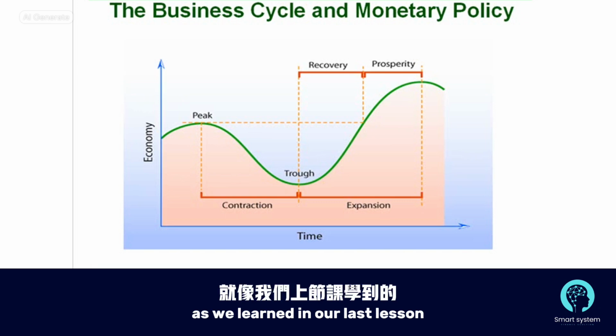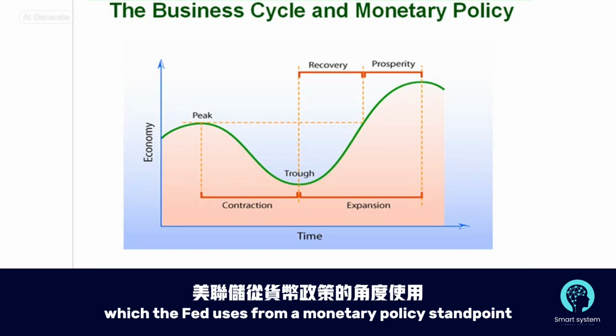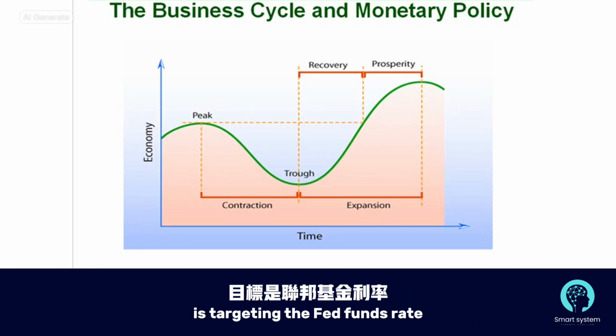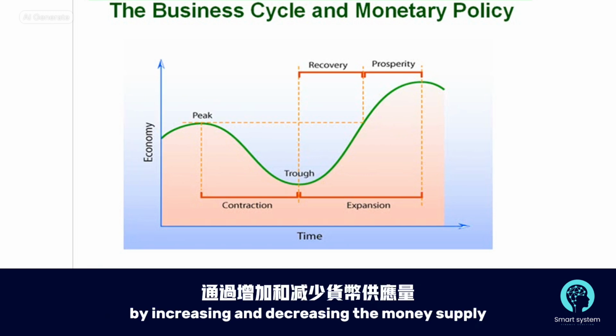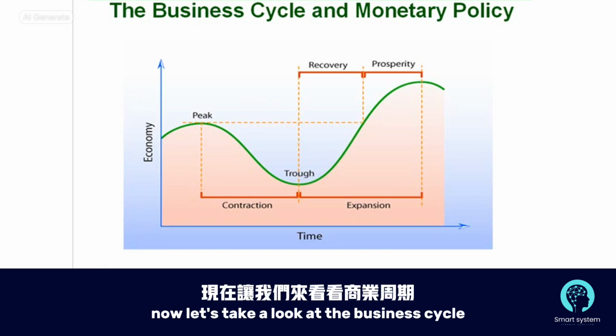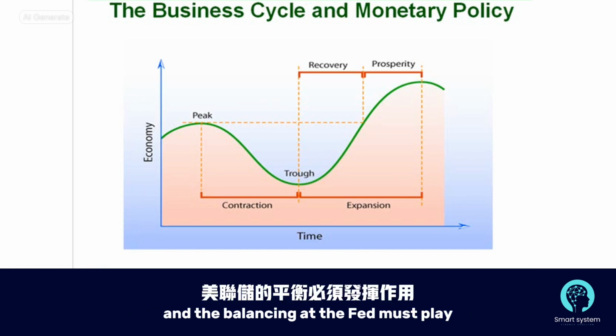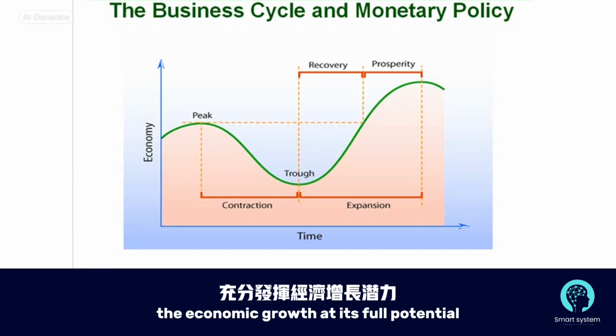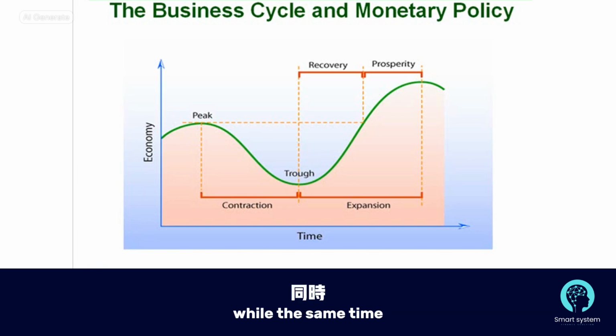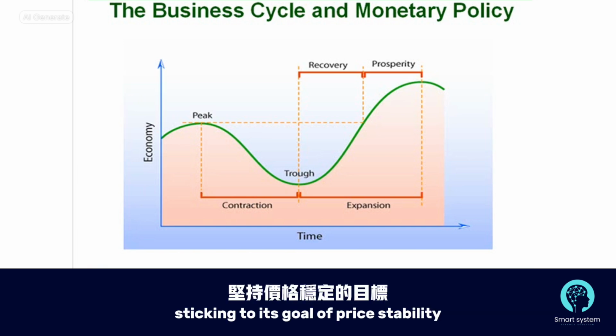As we learned in our last lesson, the primary tool which the Fed uses from a monetary policy standpoint to manage the business cycle is targeting the Fed funds rate by increasing and decreasing the money supply. Now let's take a look at the business cycle and the balancing act that the Fed must play in trying to keep economic growth at its full potential, while at the same time sticking to its goal of price stability.